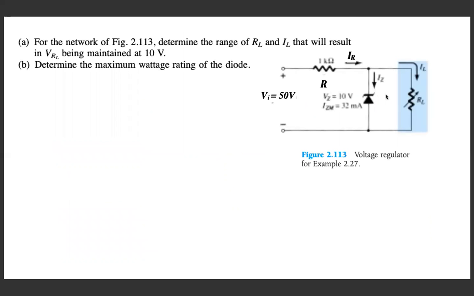Okay, so this is the numerical that we will solve. You are given this circuit, and for this particular network you have to determine the range of RL and IL that will result in VRL being maintained at 10 volt.